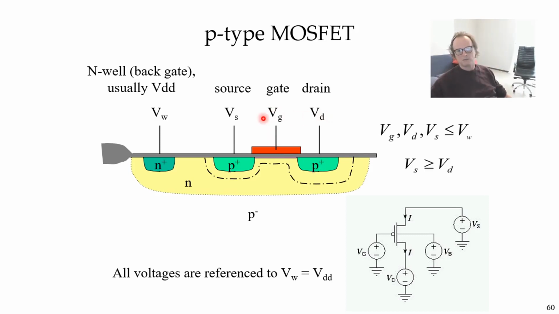But you have the same source, gate, and drain voltages. The gate, drain, and source voltages are always less than this well voltage, which is VDD, and the source voltage is bigger than the drain voltage in this case, not less than it. And so all voltages are referenced to this V-well, which is usually VDD, the positive power supply, and you can draw the voltage connections to the P-FET like this.